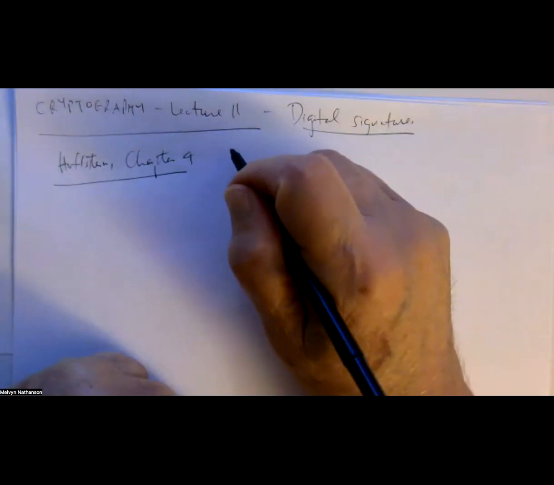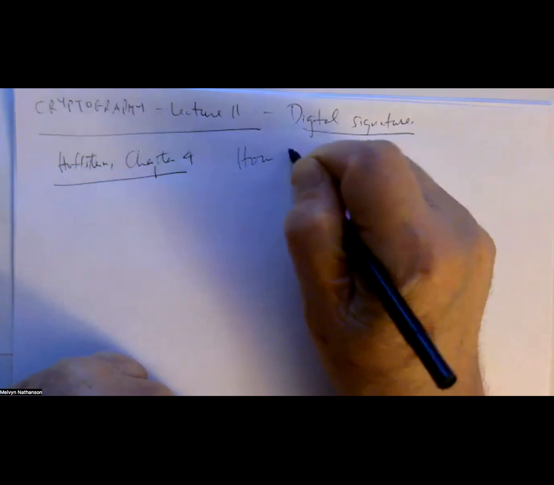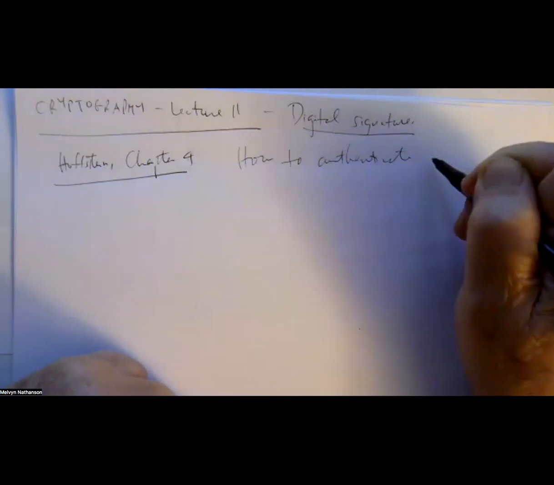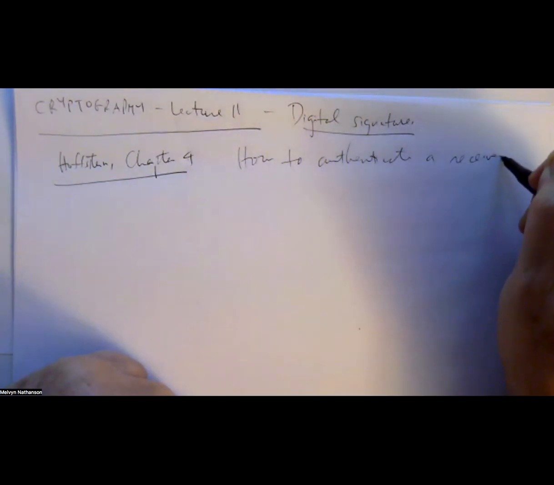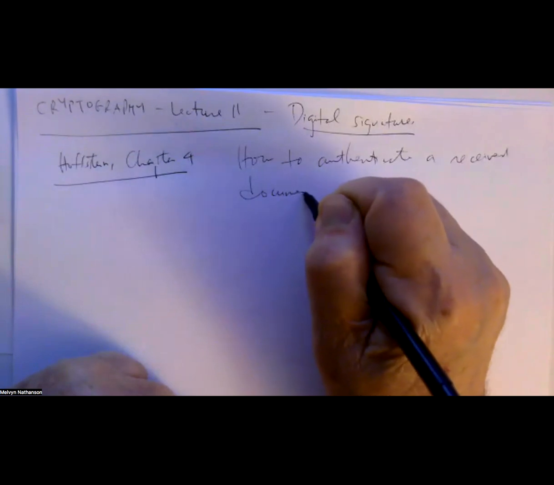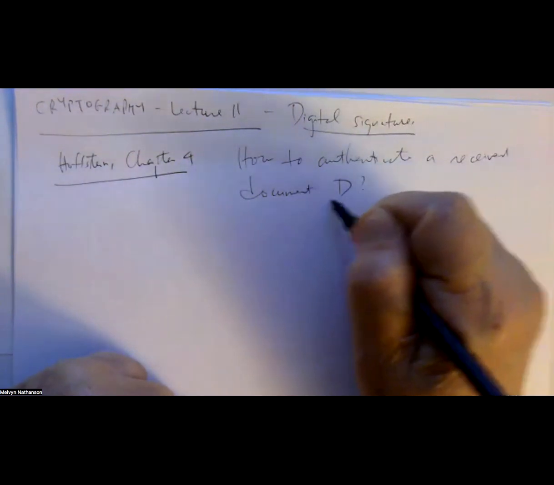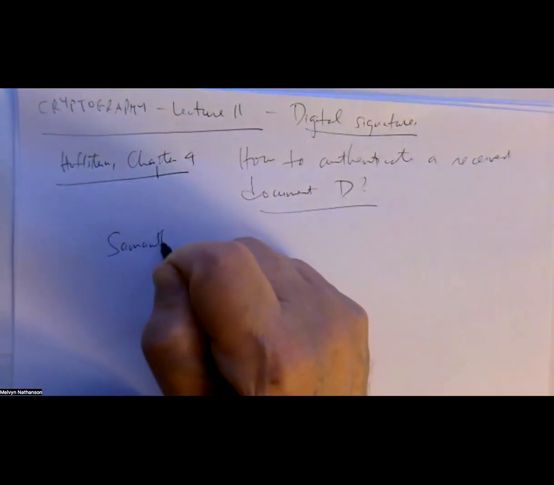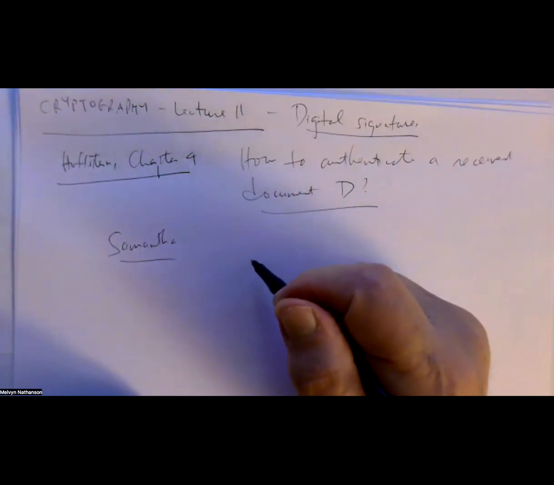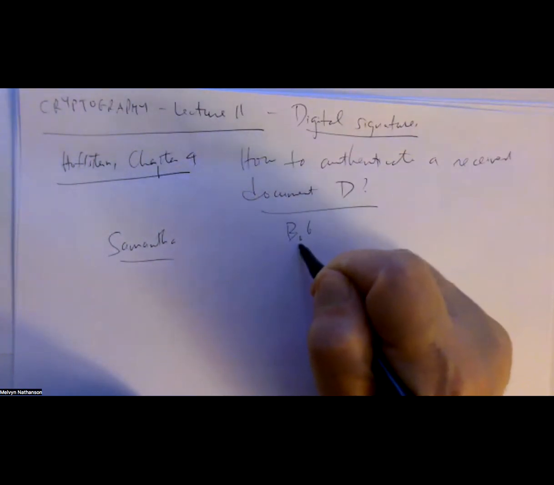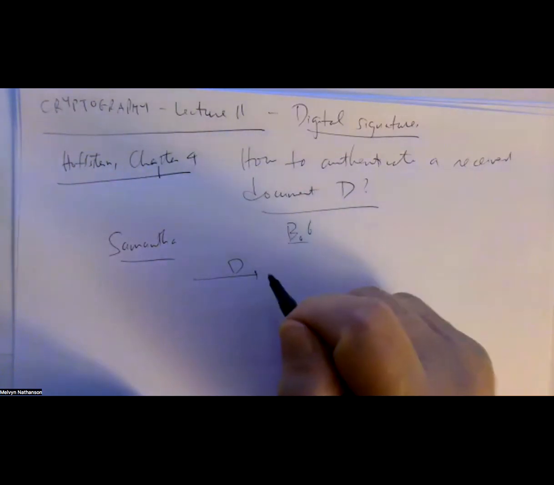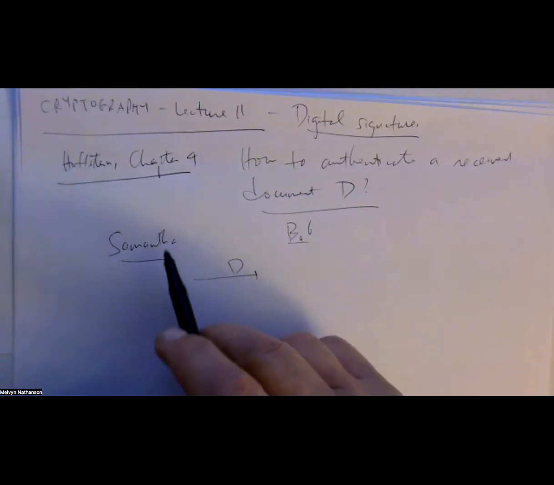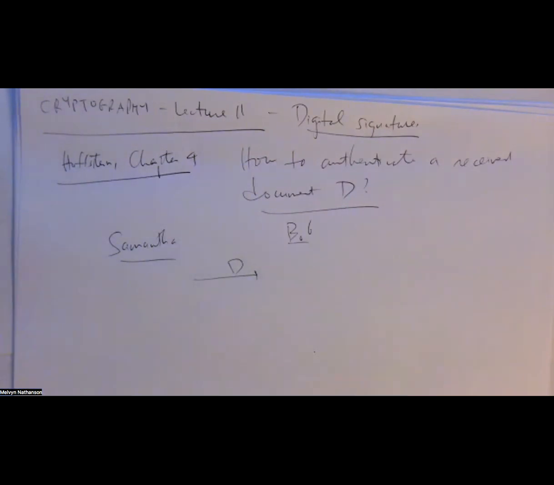So the problem is how to authenticate a received document, D. So in this chapter, the sender is someone named Samantha, and she's sending some document to Bob. But Bob wants to know for sure that the document really came from Samantha.